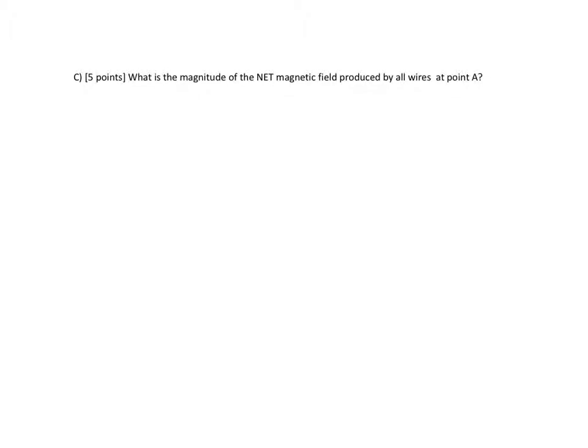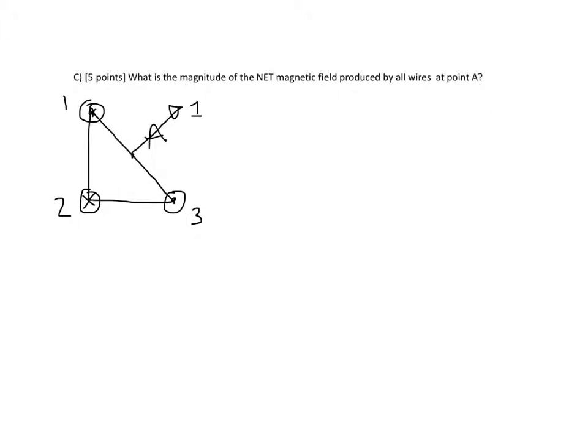In part C, we're asked the magnitude of the net magnetic field produced by all the wires. Let me reproduce the diagram here. So we have current coming out, current coming out, current going in, and this is point A. Let's consider the directions of the fields produced by 1, 2, and 3. The direction of the field produced by 1 is out in this direction, that produced by 2 is down in this direction, and that produced by 3 is opposite the direction produced by 1.